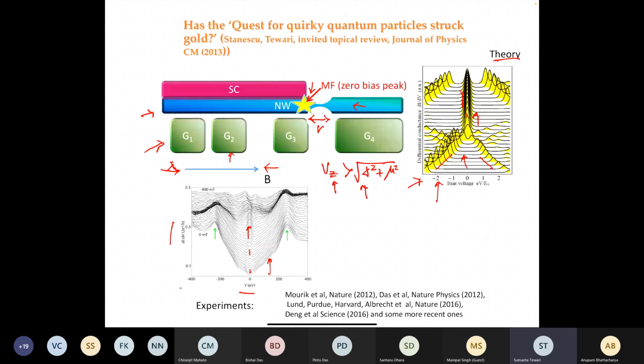The part that does not exactly match is that the gap should close, but here the gap seems to be constant. These shoulders. So that was one problem that we noticed very quickly. But at least you find, as a function of magnetic field, there is a zero bias peak opening up, and the zero bias peak is very stable. Stable means that by further increasing the magnetic field, the zero bias peak seems to stay on until about this point where it splits.